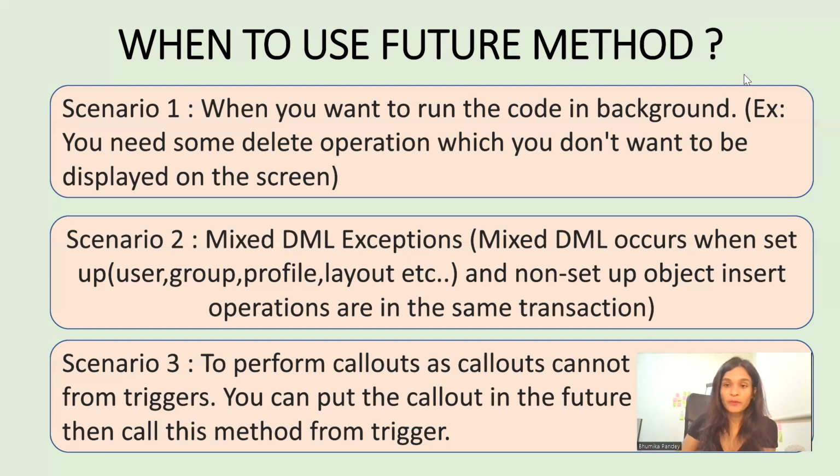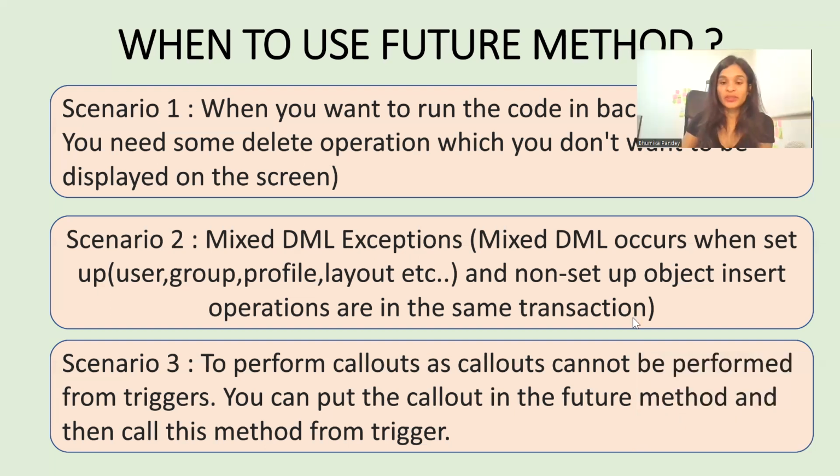The second one is to perform callouts. Okay. So callouts cannot be performed from Apex triggers. So what you can do is write a future method. Inside the future method, you can do a callout, and then you can call that future method inside your triggers. I'm not going very deep into this point, but just keep in mind that you cannot perform callouts from triggers. If you want to do so, write a future method, put your callout inside it, and then call this future method in your Apex trigger class.